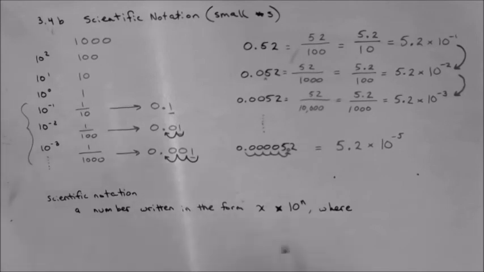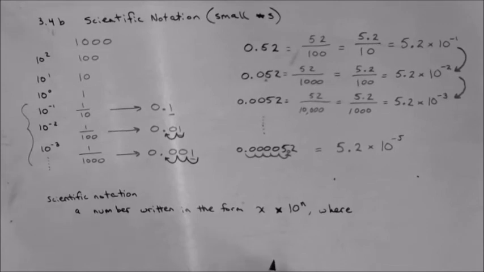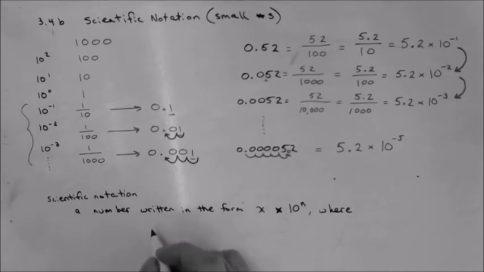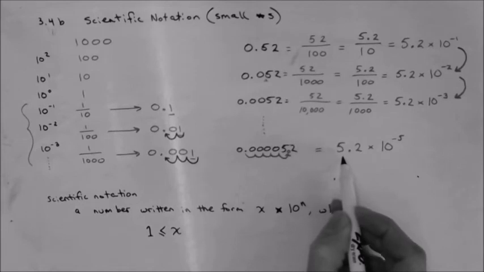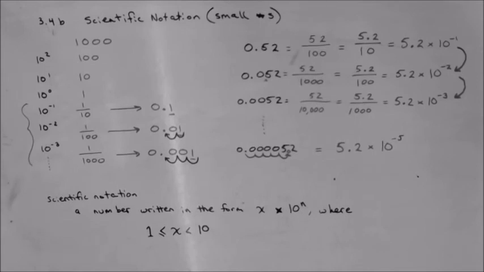where, and I'm going to write it a different way. Last time I used words, I said where x is greater than or equal to 1, but less than 10. This time I'm going to use what's called an inequality to express what the number x has to be. Basically, we know that it has to be a number that has only one digit to the left of the decimal place. What does that mean? That means that it has to be greater than or equal to 1. But it can't have two digits to the left of the decimal place, so it must be less than 10.